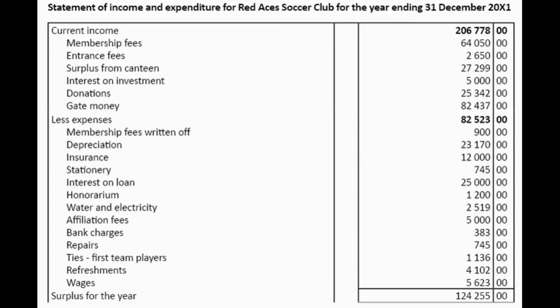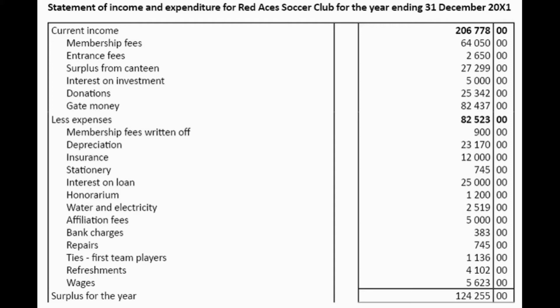Okay, so now we start with the income and expenditure account, the statement of income and expenditure. You're actually supposed to do the account first and then write all the information from that account to the statement. I'm just going to go through the statement quickly. Membership fees 64,050. You get that from your membership fees account after all the adjustments have been taken into account. The same with entrance fees, 2650. Surplus from the canteen, we have just done the trading account for the canteen, so that is where we get that amount from, 27299.